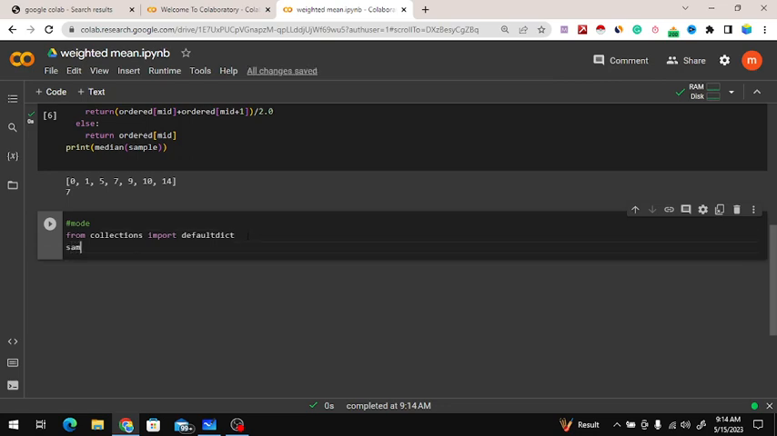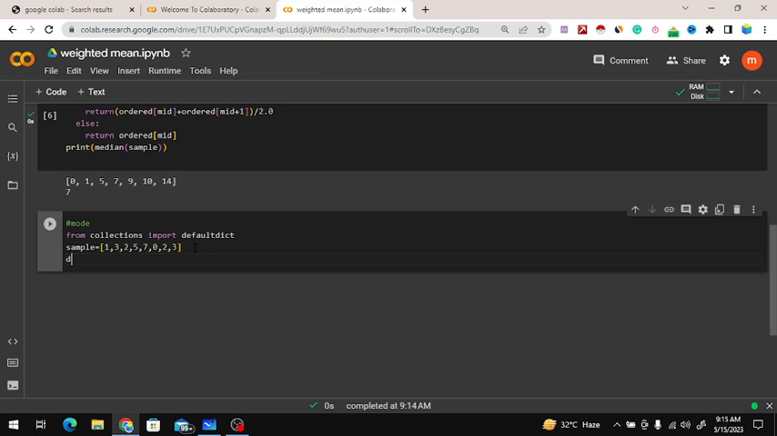So let's say sample, just I have already created. So let's say list 1 comma 3 comma 2 comma 5 comma 7 comma 0 comma 2 comma 3. It's right. But now I want to describe this sample. So let's define a function, and we are going to create a mode function. So mode, and write here the values.